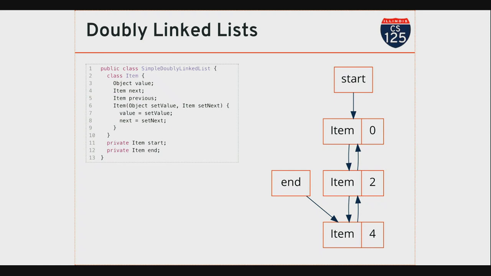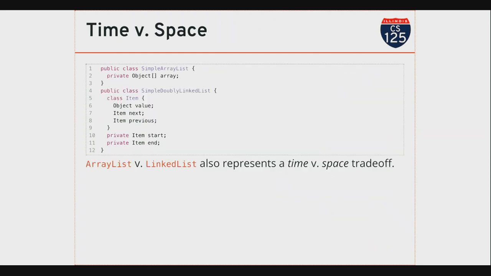But with the doubly linked list, if I store the end, now I can add things to the end in constant time, I can add things to the beginning in constant time, and if I don't allow you to access the interior of the list, if there's no get operation that takes an index, if I can only get the beginning or get the end, then all those operations are constant time, which is pretty cool.